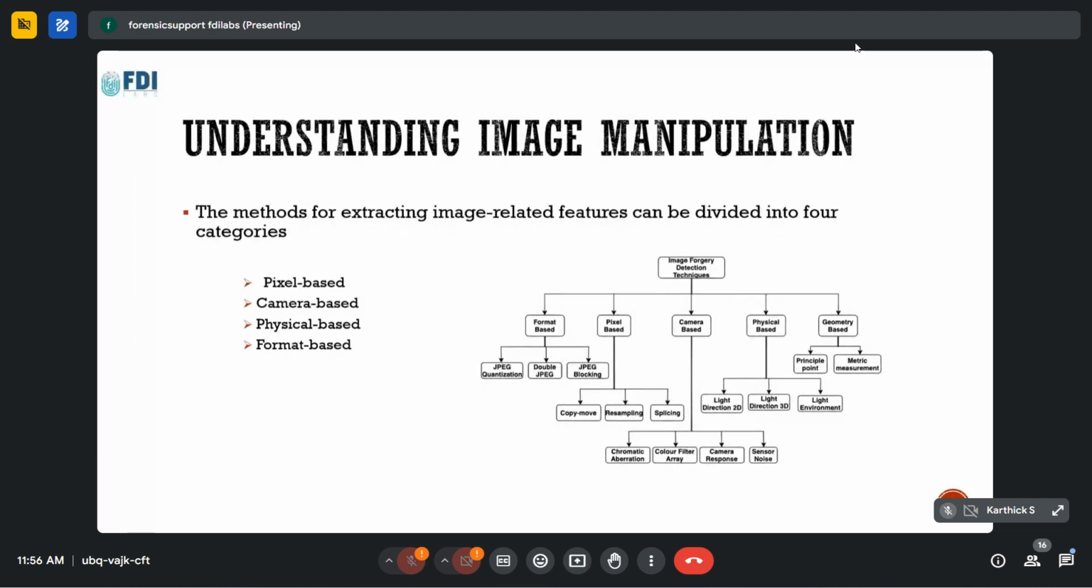Definitely, when a manipulation is done, it leaves some clue. It may not be visible, and we may not be able to identify it visually, but it definitely alters the natural characteristics of the image. On that assumption, these passive techniques analyze the image, and this is mainly used in the authentication process.